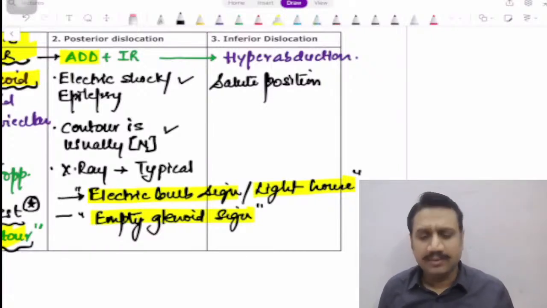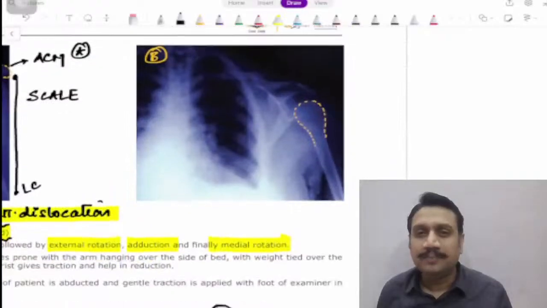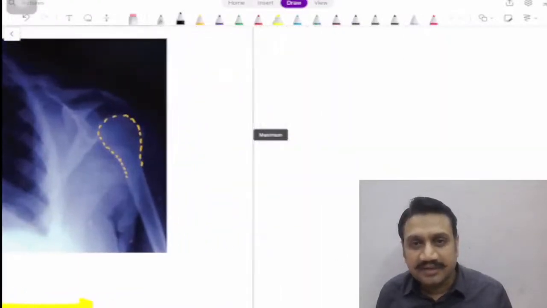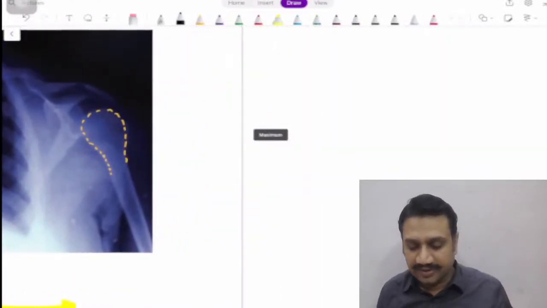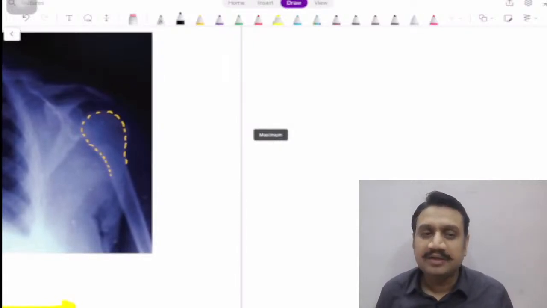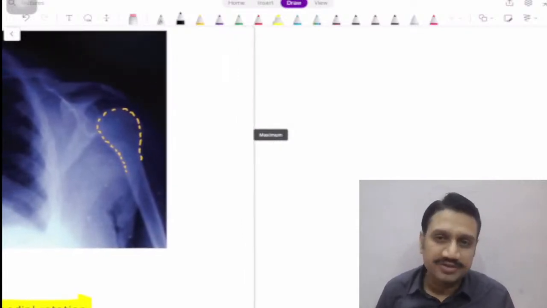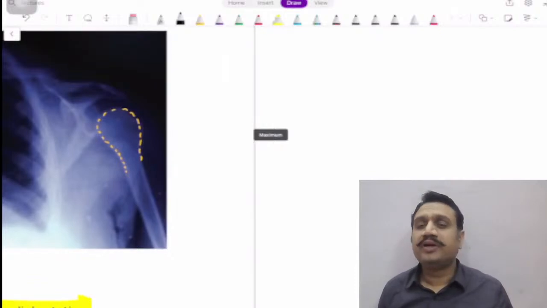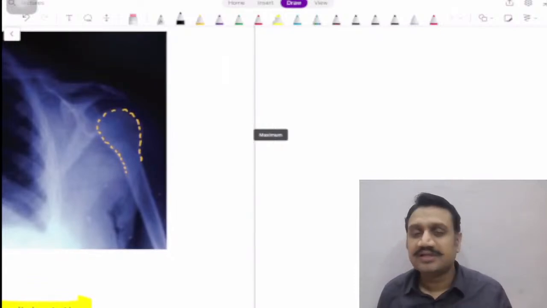And the x-rays show the electric bulb sign or the empty glenoid sign. What is that electric bulb? The upper end of the humerus seems like the upper end of an electric bulb. This is called electric bulb sign. And the third dislocation we have is inferior dislocation. How does it happen? With hyperabduction and the salute position. So 4 points about the anterior and posterior dislocations, and 2 points about inferior dislocation.